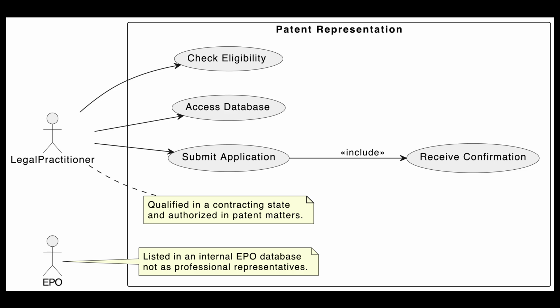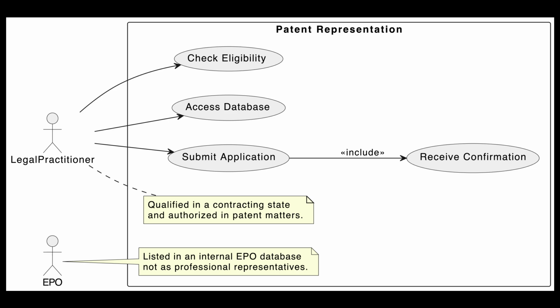1.3 Representation by an employee. Parties with their residence or principal place of business in a contracting state can be represented by an employee, even if the employee isn't a professional representative. However, authorizations must always be filed.